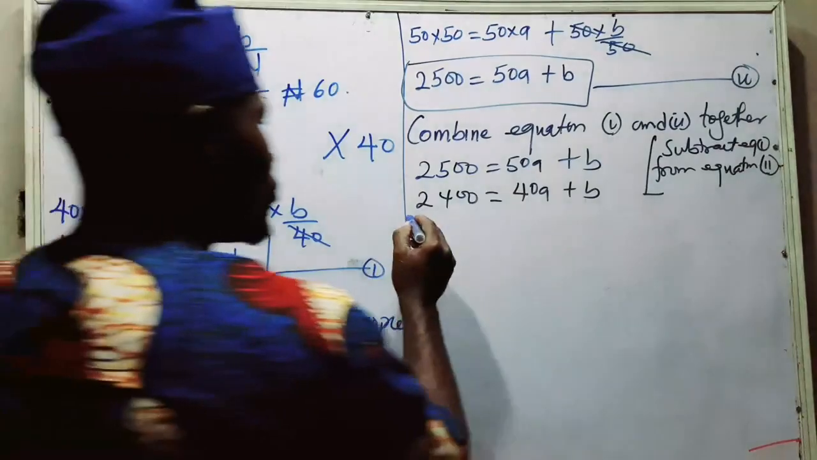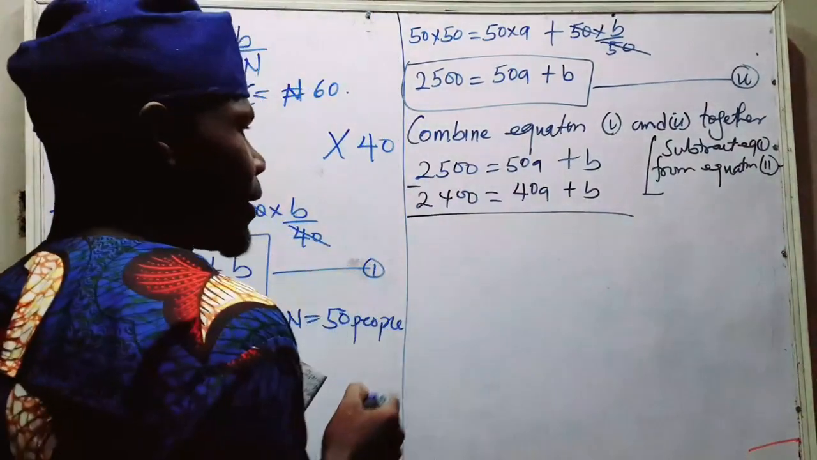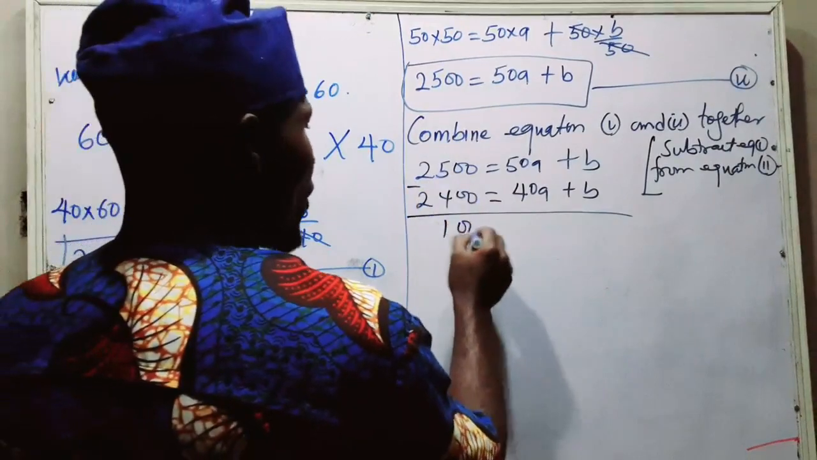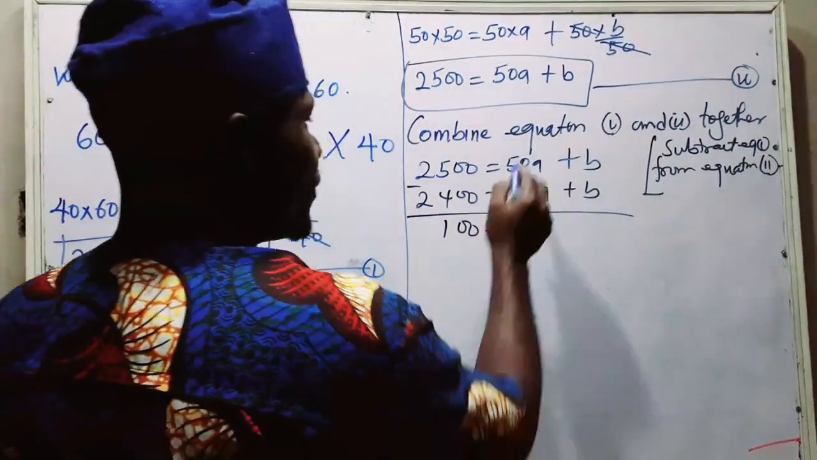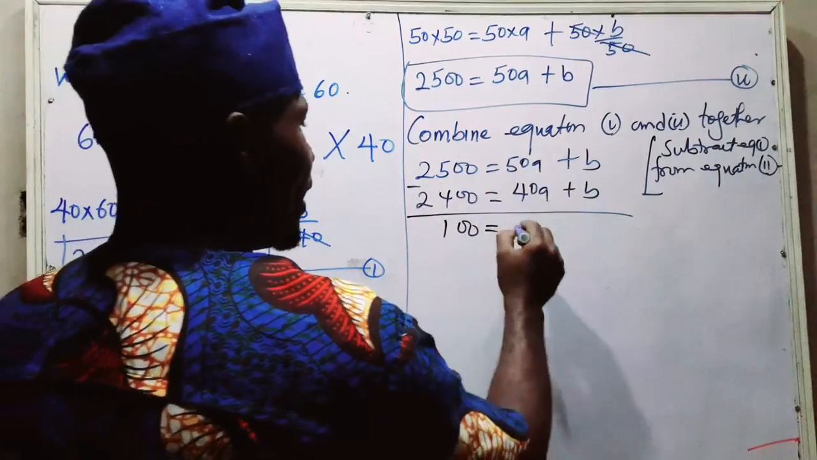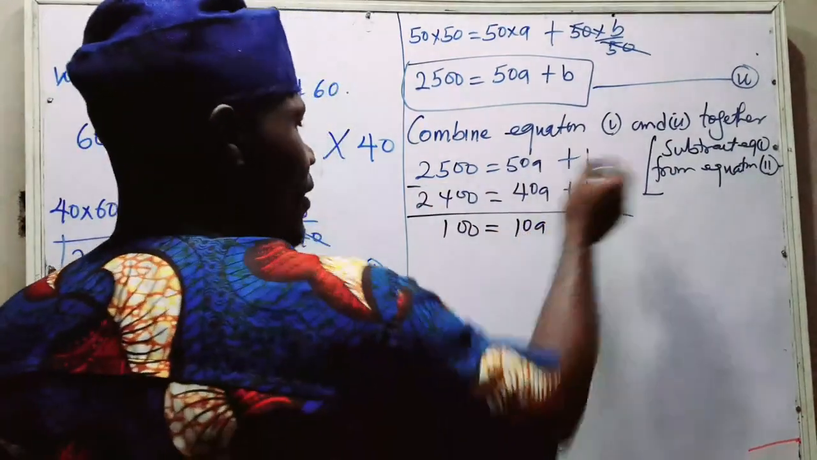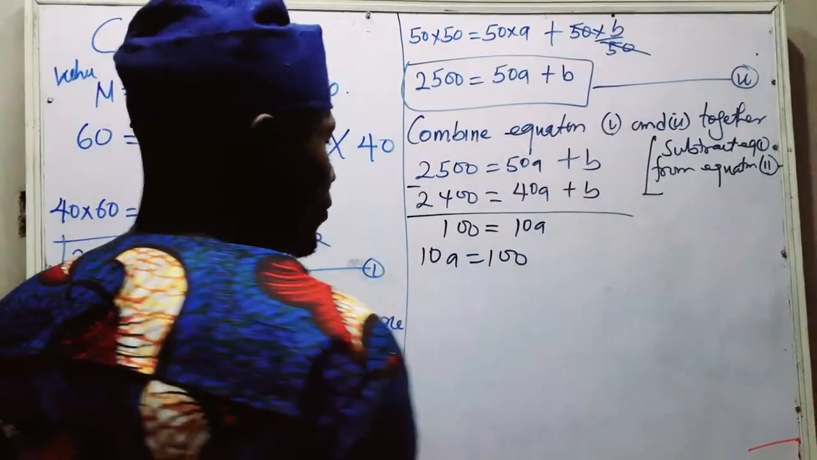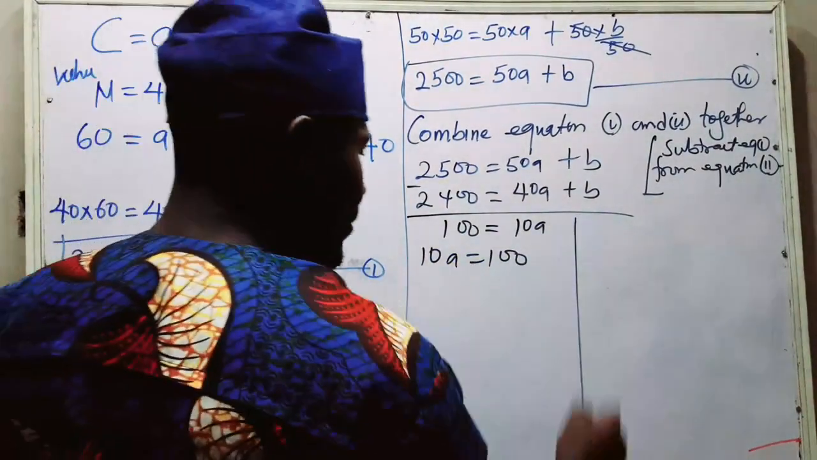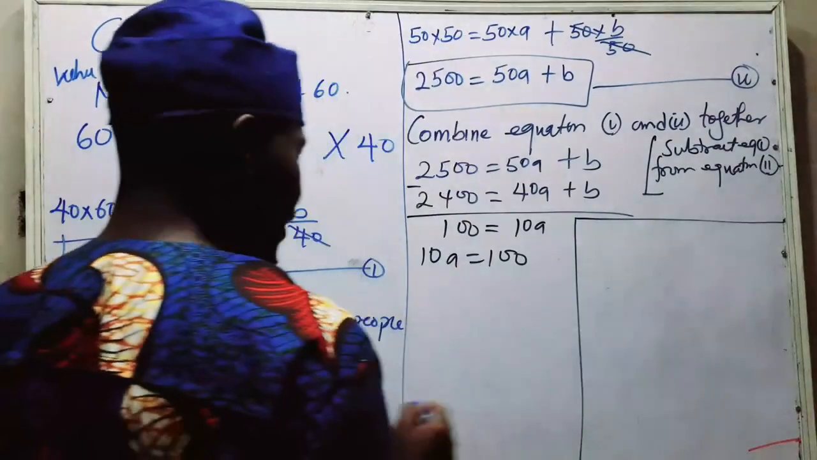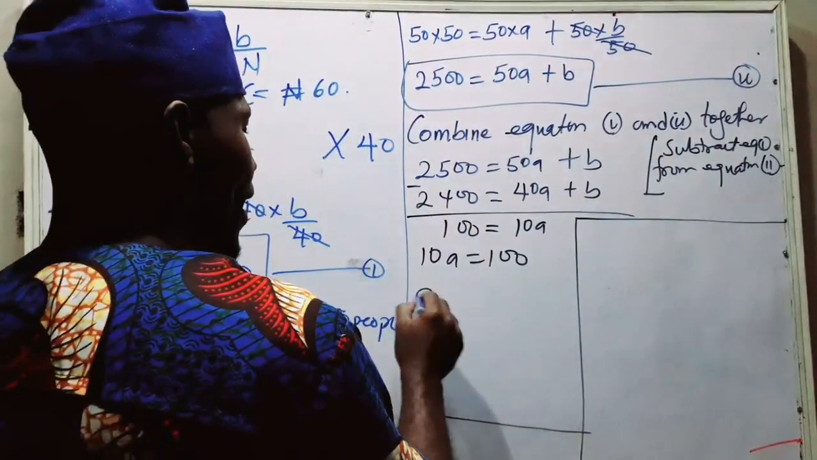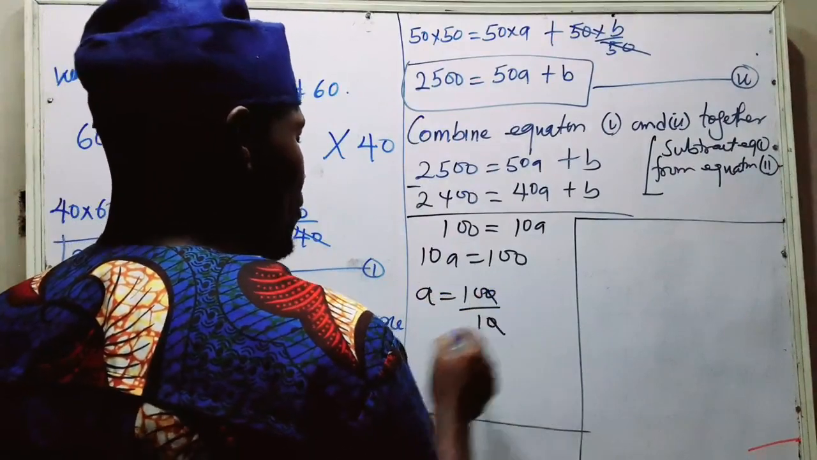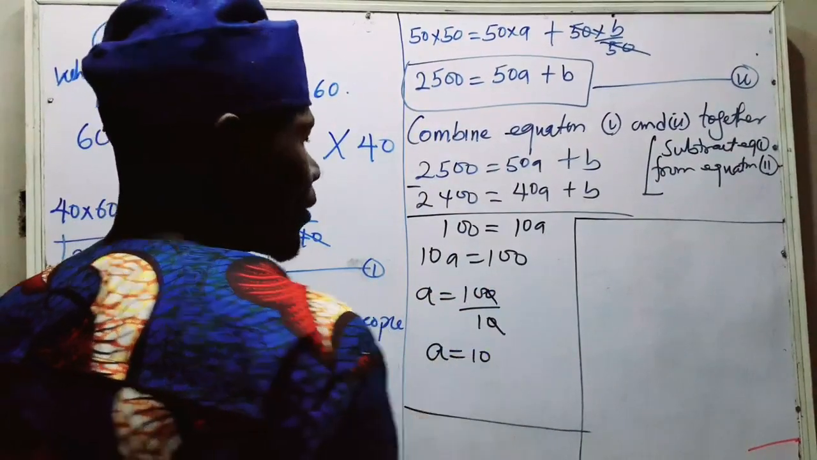Let's put minus here. 2,500 minus 2,400 will give us 100 is equal to 50A minus 40A, which gives us 10A. B minus B is 0. So 10A is equal to 100. Let's divide both sides by 10. We have A is equal to 100 over 10. So the value of A is equal to 10.